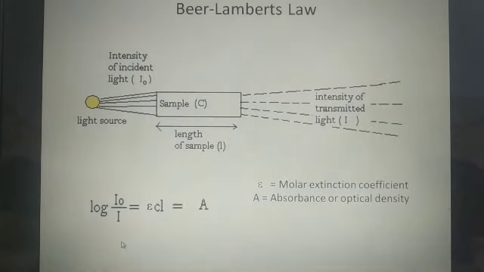Coming to the next part, what is Beer-Lambert's law that we have to discuss. These were the two scientists, one is Beer and another is Lambert. They said simply that whenever light from a source is passed through any compound, here C, the sample, is there, so light is coming from the source, entering the sample, then some of the light is absorbed and some of the light is transmitted.